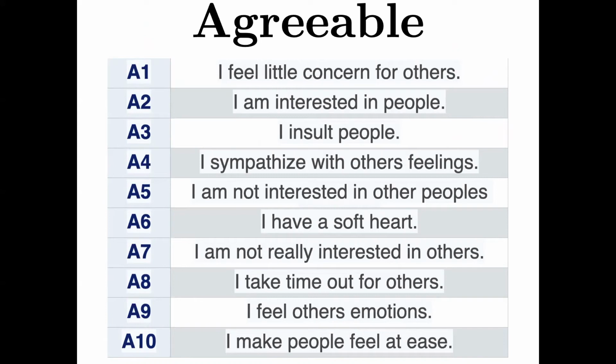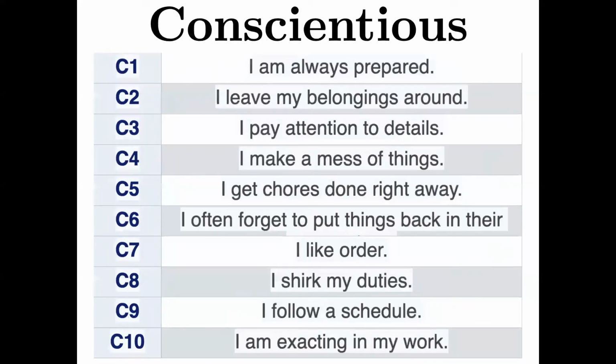Now you can see some of these, like, I feel little concern for others and I insult people, really measure disagreeability, right? But this is how social scientists take measurements, is they ask both ends of the spectrum about disagreeableness and agreeableness. The second is conscientiousness, okay? And you'll see the same thing here. Question 1, I am always prepared. Question 4, I make a mess of things, right? We expect someone who's conscientious to score highly on question 1 and not highly on question 4.